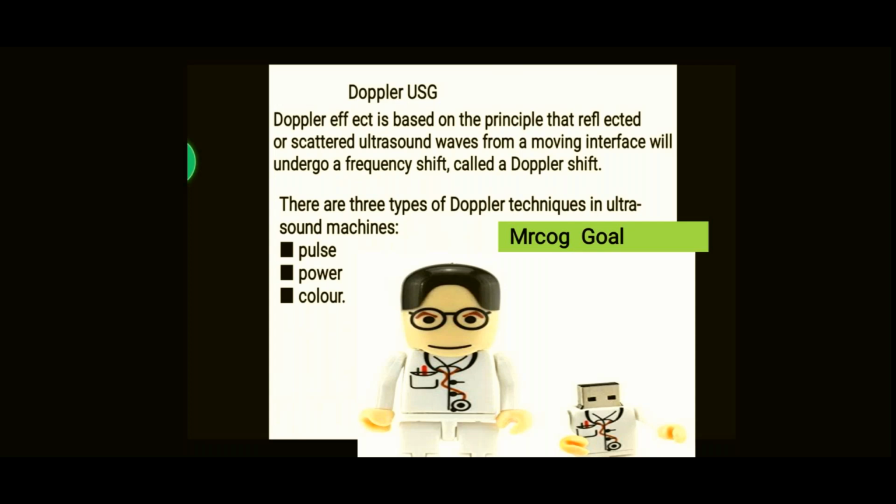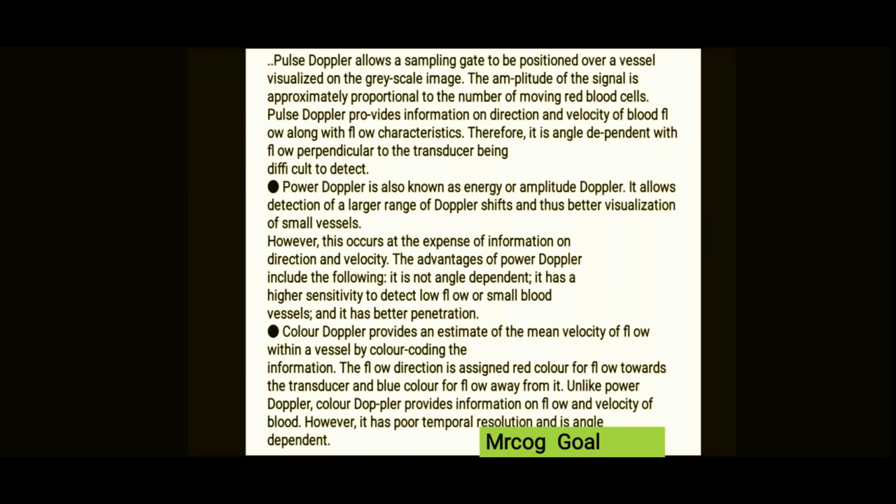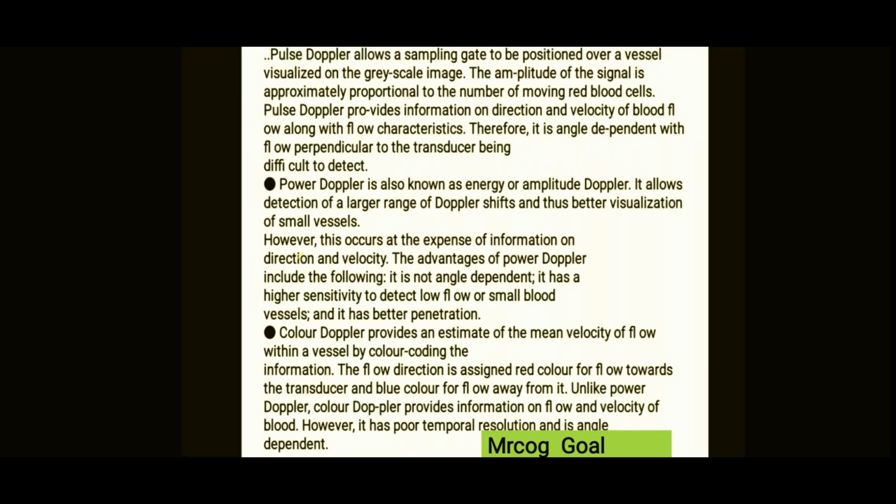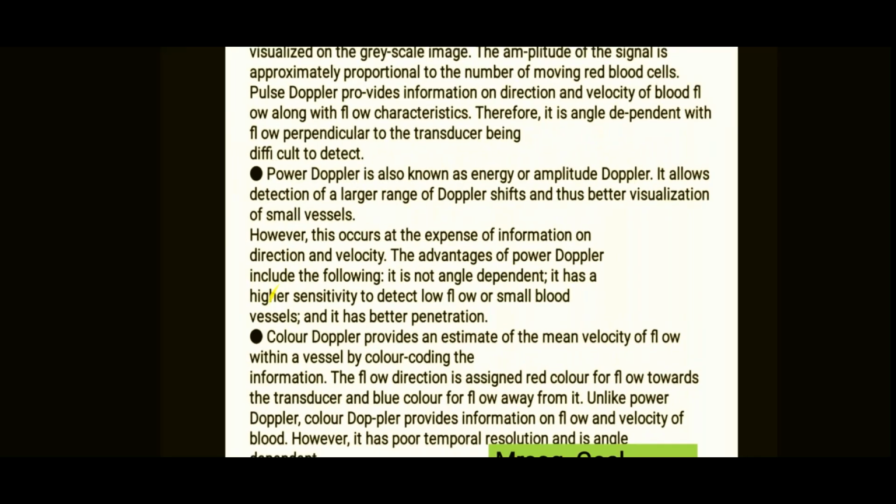There are three types of Doppler technique. What are they? Pulse Doppler, power Doppler, and color Doppler. You must have heard all three of them. So what is pulse Doppler? Pulse Doppler allows a sampling gate to be positioned. So let me make it more clear for you.